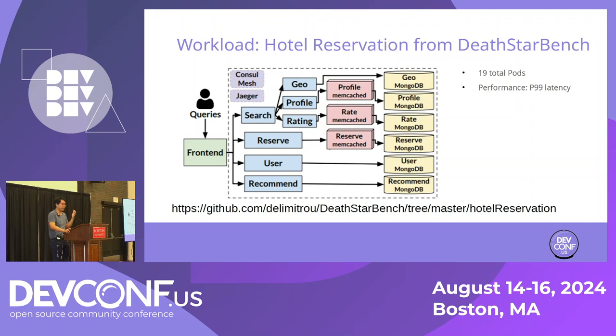So in this case, there are about 19 different pod types in this, right? And in terms of performance here, I'm just caring about P99 latency. Basically, given the nodes that I mentioned, I'm going to be running these pods on them.